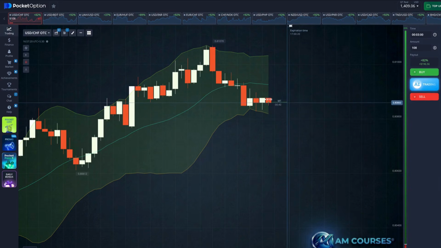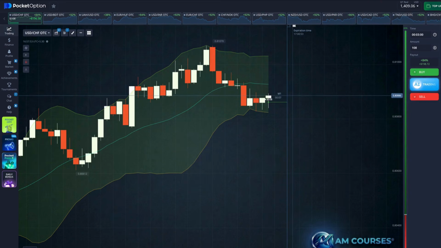It drops candle by candle and gets close to the lower Bollinger Band. Now this is where I start watching carefully. First, a bearish candle forms near the lower band. But look at it closely. It has a long lower wick. That tells me sellers pushed hard, but couldn't hold price down there.